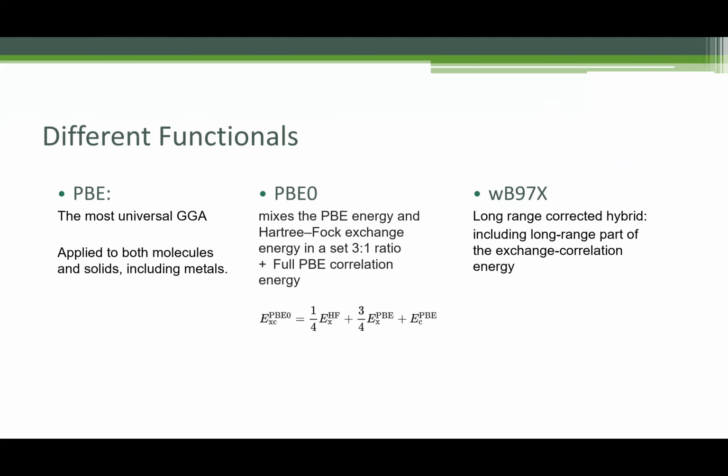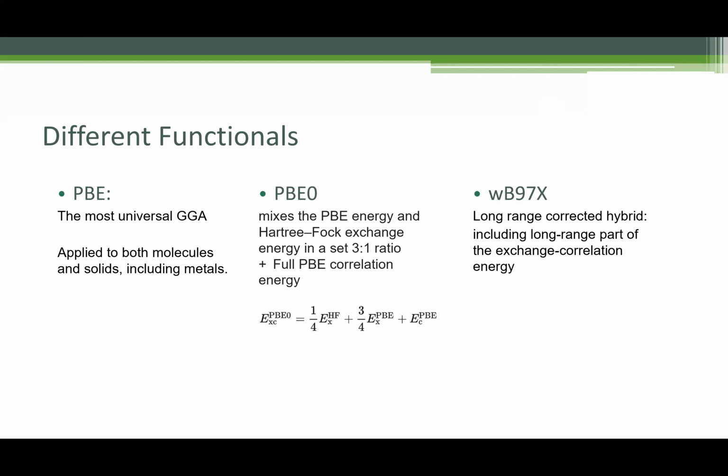Now, the different functionals. PBE is one of the most universal GGA functionals. It can be applied to both molecules and solids, including metals. Another one is PBE0. It mixes the PBE energy and Hartree-Fock exchange energy in a 3:1 ratio, plus the PBE correlation energy. The energy equation for PBE0 is shown here.